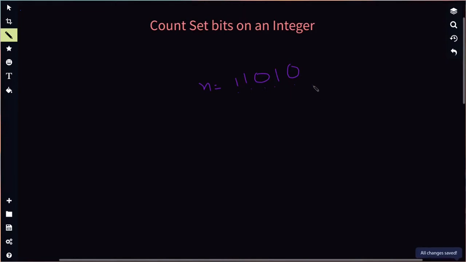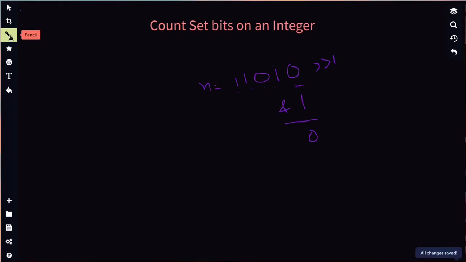The easier way to do it is to compare the rightmost bit. To check if this bit is set or not, you can simply do a logical AND operation with 1. If the last bit is set, then you'll get a result of 1. Since it is not set, you'll get a result of 0. In order to check the second bit, you can do a right shift operation on this.